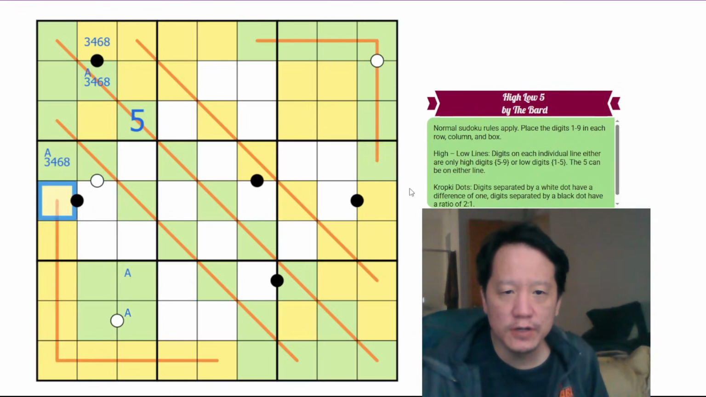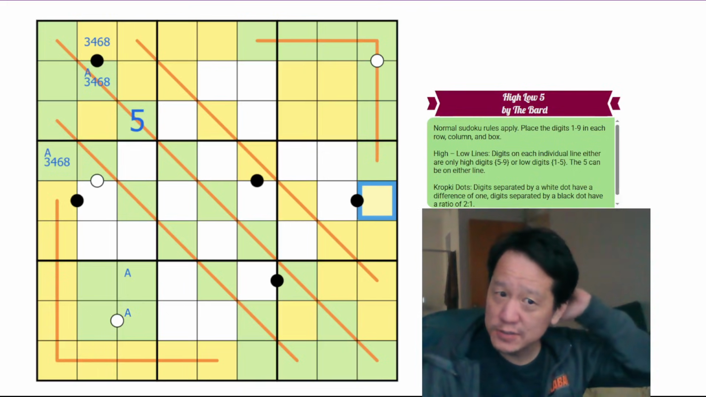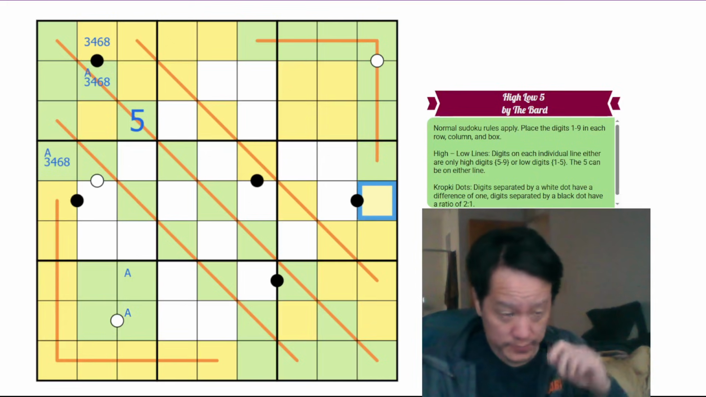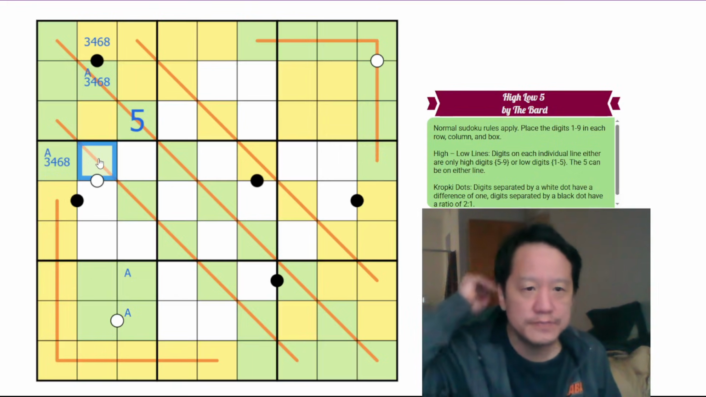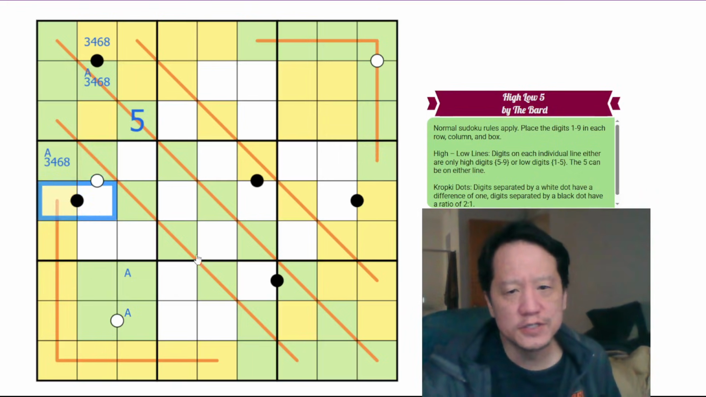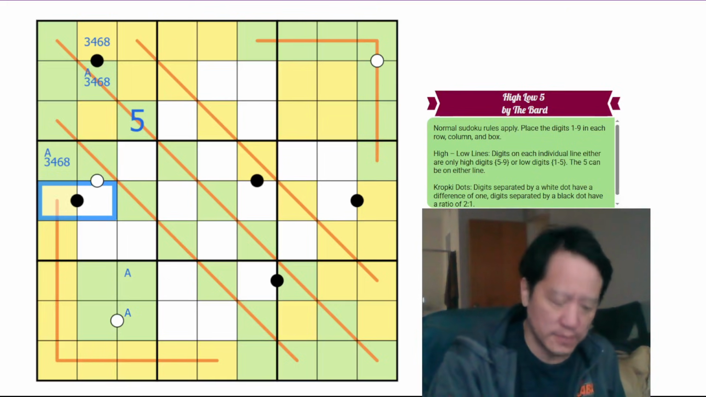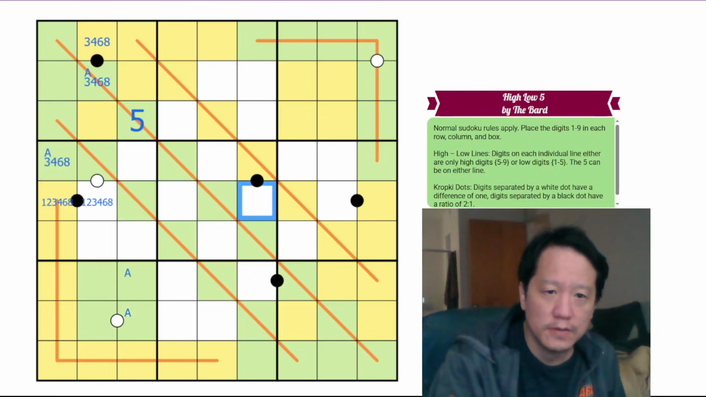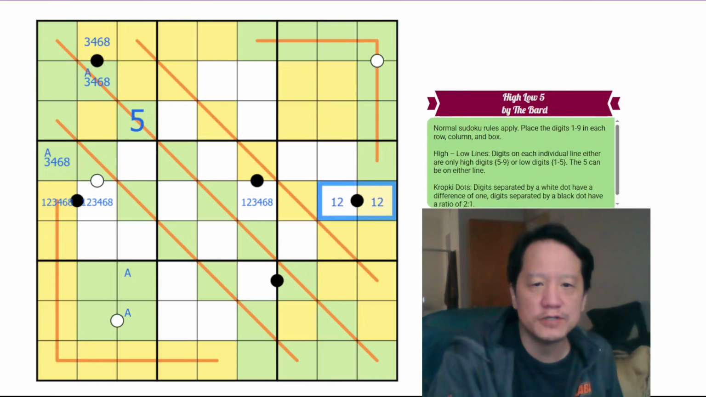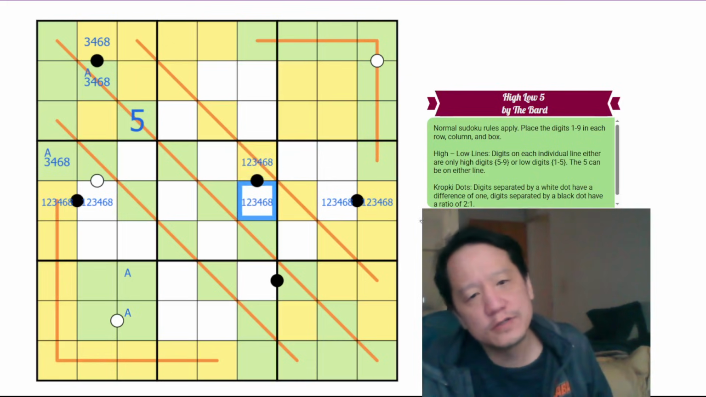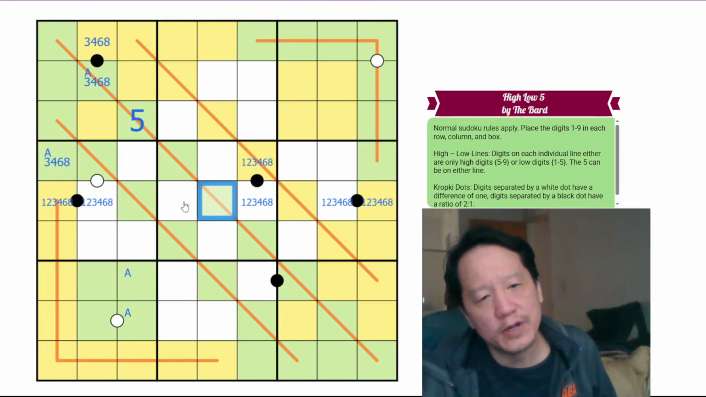So we have yellow here, yellow here. Do we have anything else? These digits have to be 1, 2, 3, 4, 6, 8. Okay, so are these to be in a 1 to 2 ratio? Oh, that's interesting. So we have 1 yellow and 2 greens outside of that.